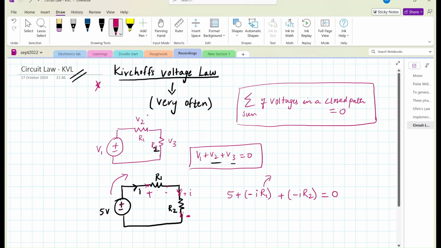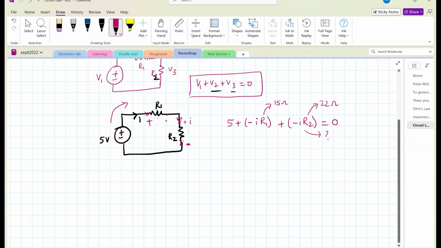So if you know the value of R1, maybe if it is 15 ohm and R2 is equal to 22 ohms, then you can easily find what is the value of I, because it's a linear equation. So as simple as that. Okay, so this is how this works.